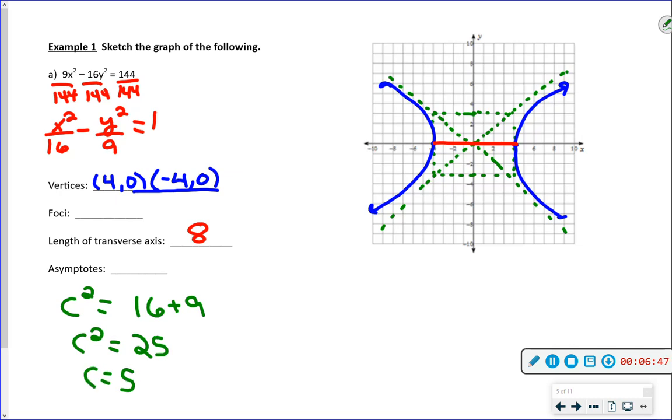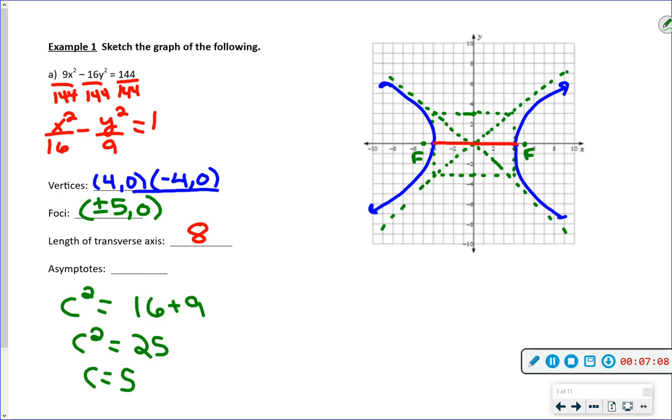I'm going to plot those two. Now, just like your parabolas, the foci are inside the hyperbola. So I'm going to go 5 right. You don't have to label F for foci, I'm just labeling it for our first problem, and 5 left. And I'm going to write those ordered pairs down, plus or minus 5, 0.